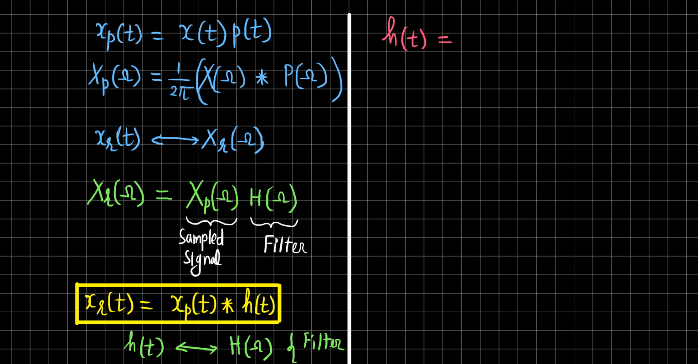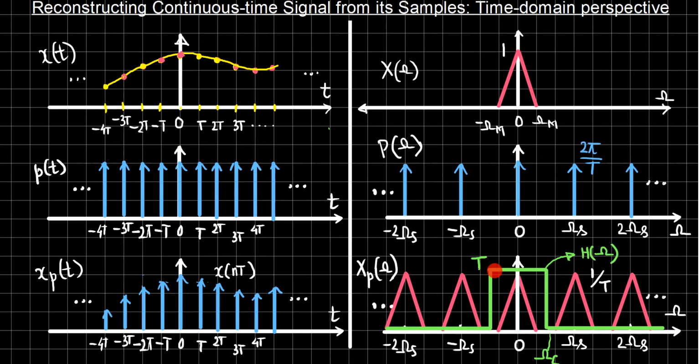So h of t is given by the inverse Fourier transform definition. We know that it is 1 upon 2 pi, integration from minus infinity to infinity, h of omega e power j omega t d omega. Now we know what is h of omega here. H of omega is constant between minus omega c and omega c, so this is minus omega c here and omega c there. It is constant between minus omega c and omega c, and it is 0 otherwise.